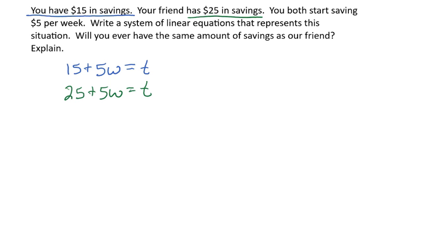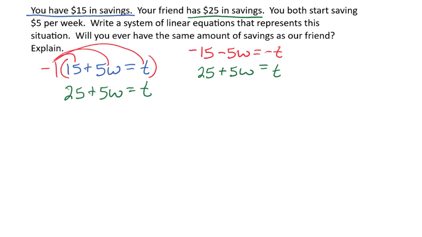So we're going to go ahead and solve this system to be able to figure out if we're ever going to have the same amount in our savings account as our friend. So here we see that we have matching W's, but they're both positive. So we would need to multiply our top equation by a -1. So we'll multiply the 15, the 5W, and the T. And so that's going to give us -15 minus 5W equals -T. Then we'll write down our friend's equation, 25 plus 5W equals T. And then we can add those to solve.